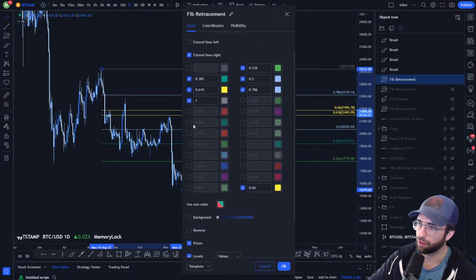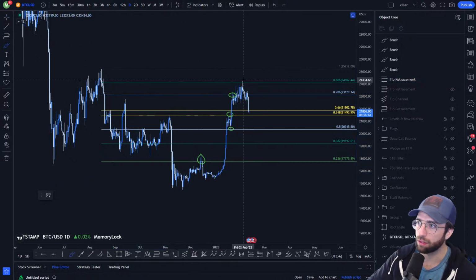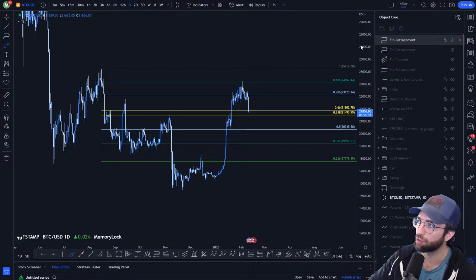One of my favorite Fibonacci levels that not a lot of people use is the 886, which is pretty much where we rejected from at the top there. Okay, so this is the Fibonacci retracement tool, and this is basically how we used it in the last tutorial.